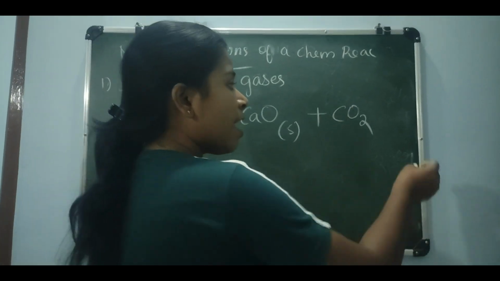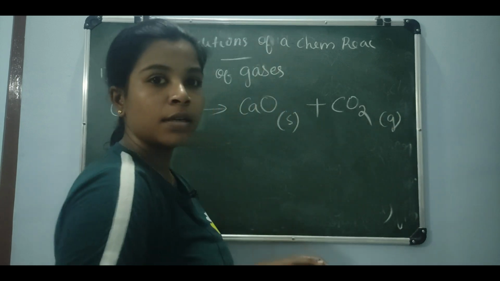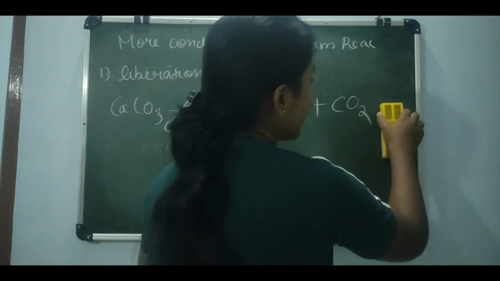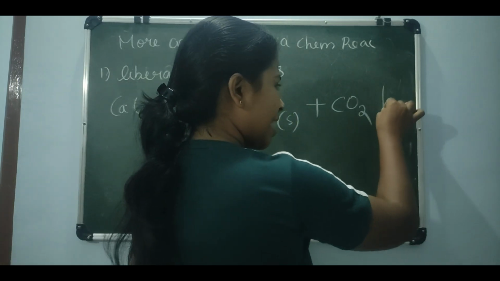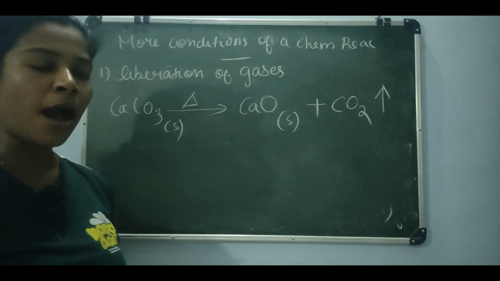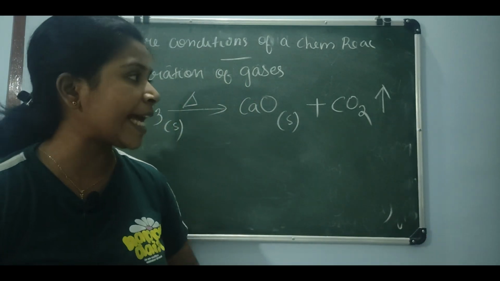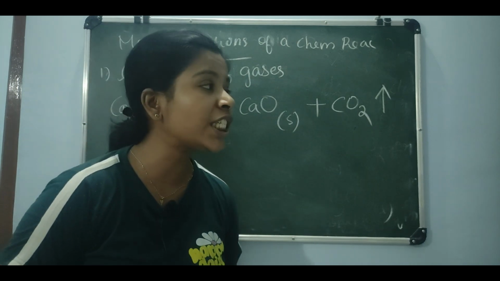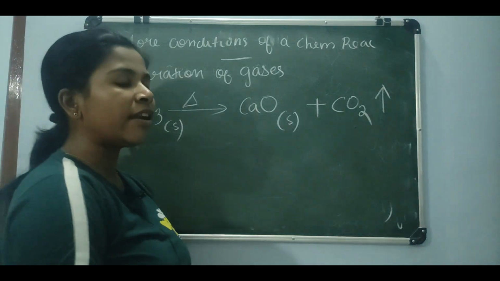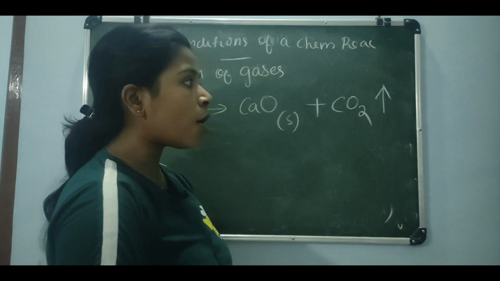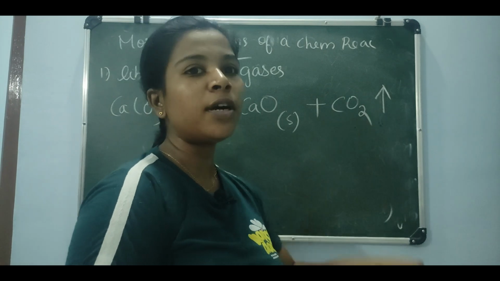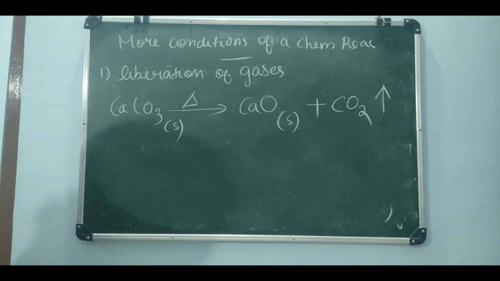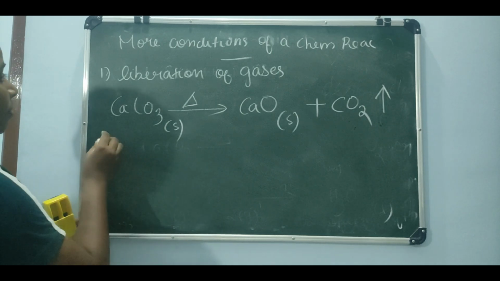Carbon dioxide is a gas. You can represent it by G, or else you can put an arrow like this, an arrow pointed upwards, which also implies that the carbon dioxide formed here is in gaseous form. Understood? Either you can represent it by G, or the arrow pointing upwards also represents that it is a gas. Okay.